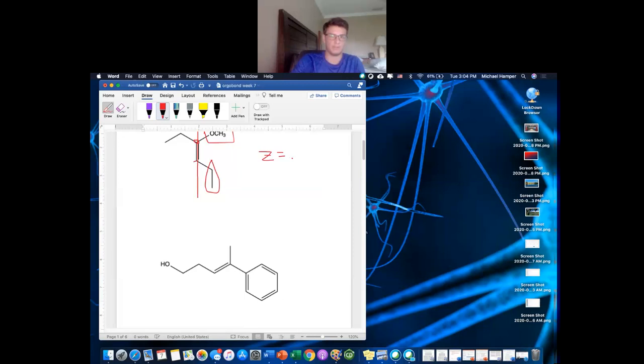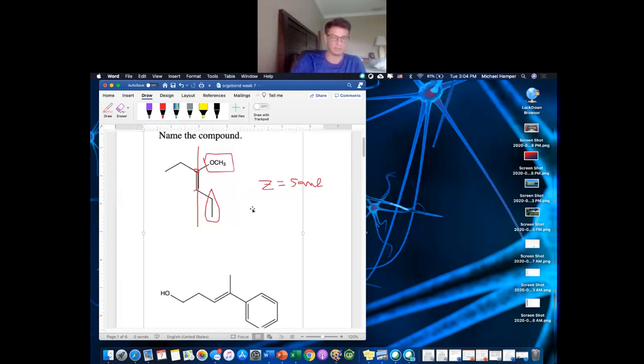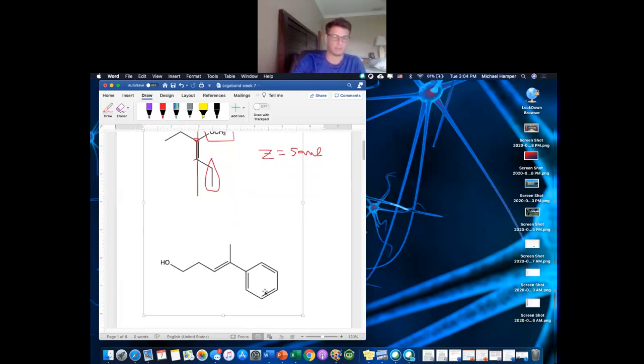Z, same side. Opposite sides is E, which here we have an example of that. So along the double bonds, at this carbon, we see that here is our bigger group. And at this carbon, this is our bigger group. So E is opposite sides.